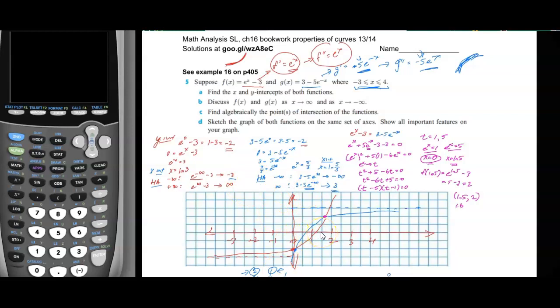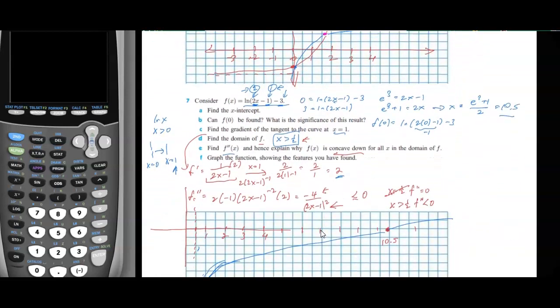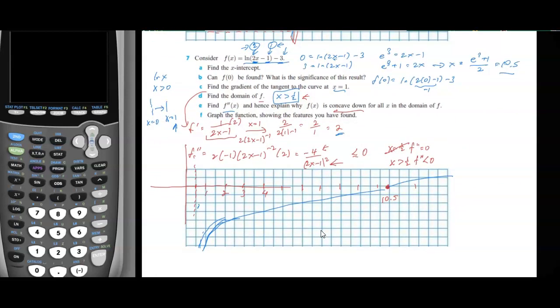Okay? All right, let's go down to the next problem, number 7. So number 7, again, we're going to use traditional techniques and calculus to try to draw a graph of natural log of (2x minus 1), minus 3. By the way, we have already drawn graphs like this using transformations, right? But this time we're going to use traditional techniques. So first thing we're going to do is we're going to find the x-intercepts.